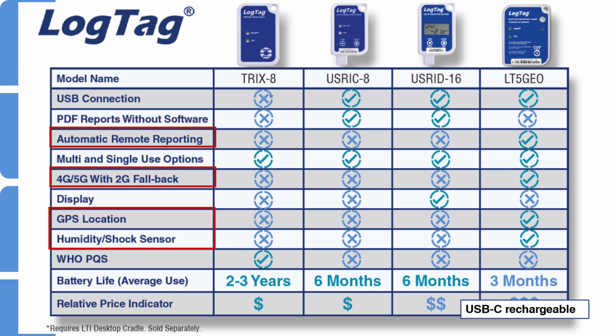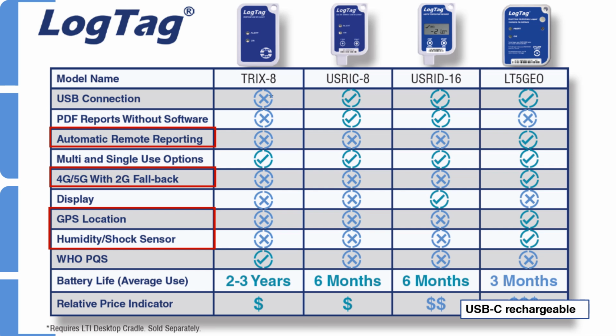We, of course, have GPS location, humidity, and shock sensors, which, again, are items that the other loggers in this logistics range do not have, that the LT5GEO does. So these are some quite unique features that the logger has. And that, of course, helps with the condition visibility we've already talked about.